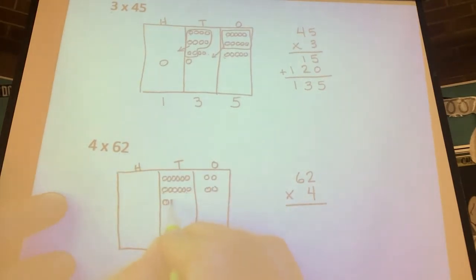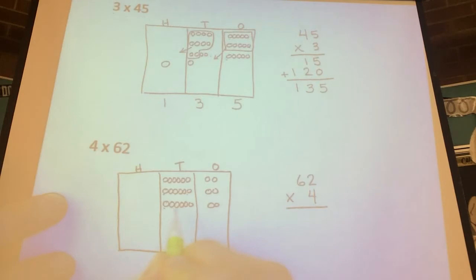I'm going to do it again. 1, 2, 3, 4, 5, 6, and 2 ones. I've done it one time, 2 times, 3 times. This tells me 4 times. I need to do it one more time, and 2 ones.